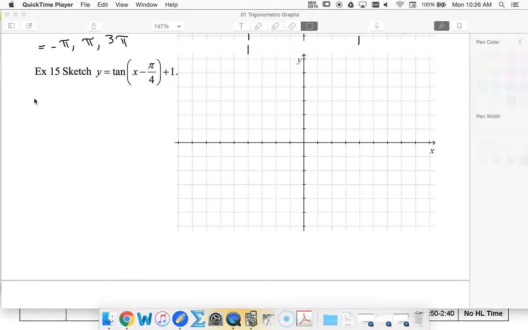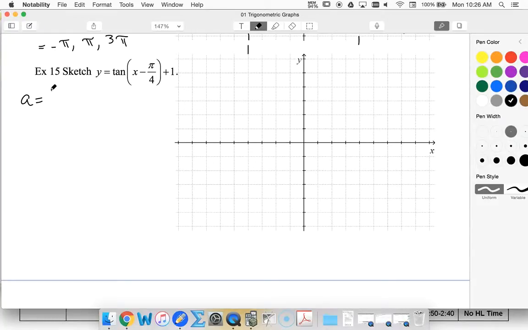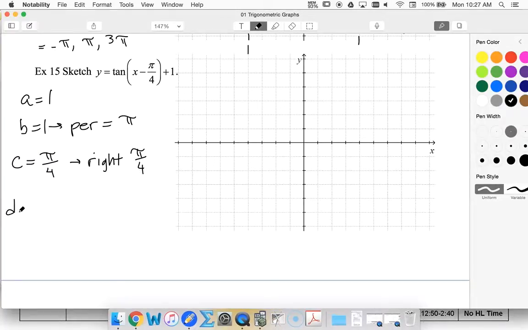All right, this time we have an A value of 1, so we have no vertical stretch. Our B value is also 1, so our period is just the normal pi. Our C value is pi over 4. Remember, always the opposite sign, so this means we've moved to the right by pi over 4. And our D value is 1, so we've gone up 1.